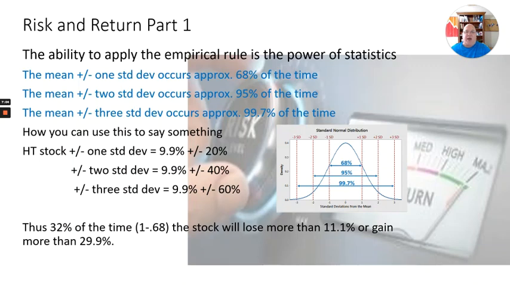So the ability to apply the empirical rule is the power of statistics. You probably hated the stats class, or something that was talking about confidence intervals and so forth, but you're actually just laying things on top of this type of distribution and then saying what the data points are down below. So in this case, 9.9% was the mean we were looking up here. So we take 9.9% and we subtract one standard deviation, and we know that 68% of the time those observations will lay plus or minus one standard deviation.